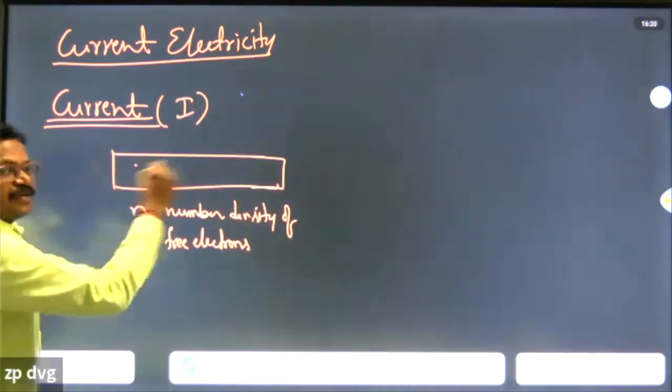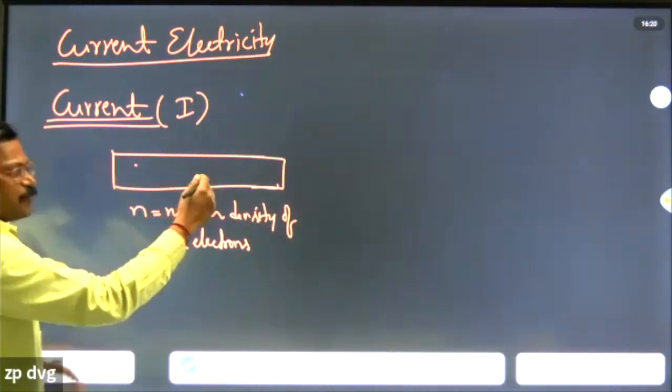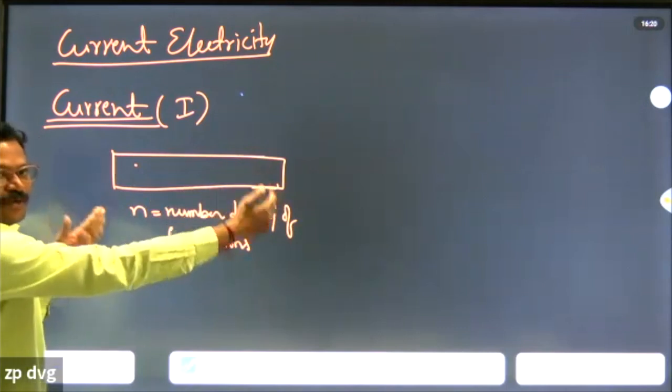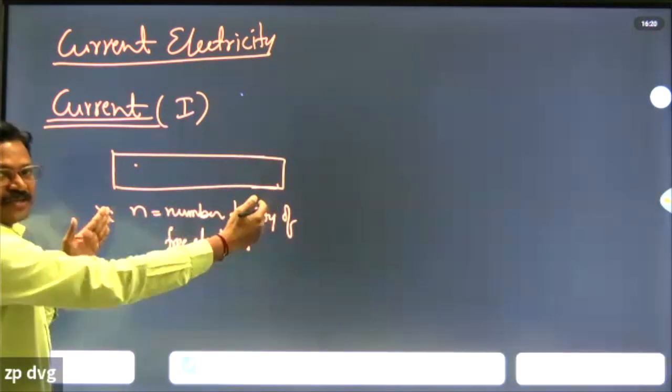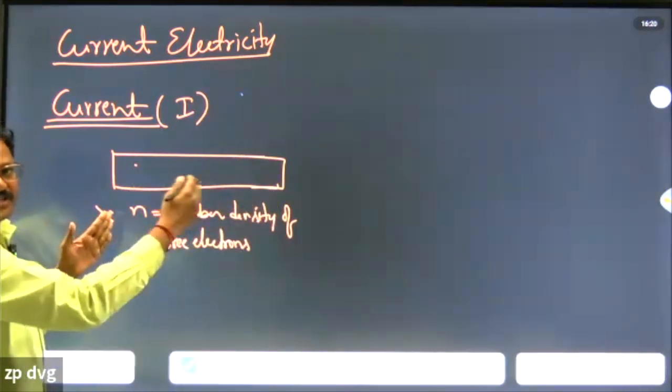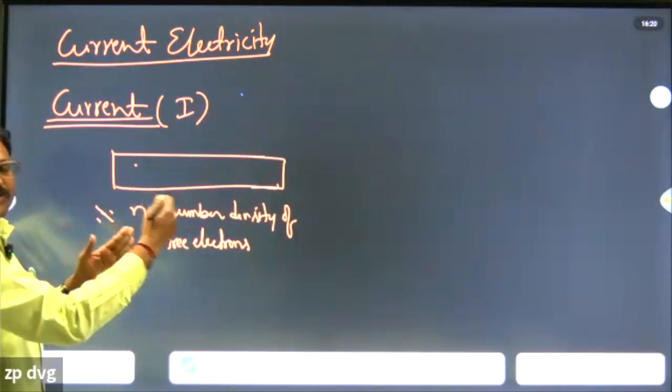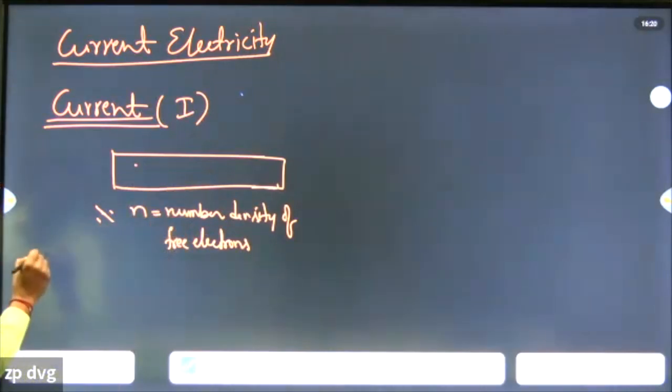Now these free electrons are randomly moving, and when a potential difference is applied, when we connect a battery or cell, they start moving in a particular direction. The average velocity with which they are moving is called drift velocity.